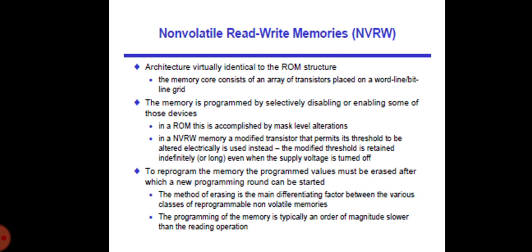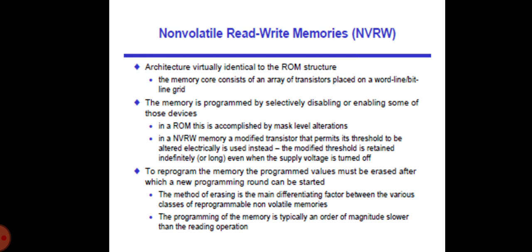In a non-volatile read-write memory, that is NVRW, a modified transistor that permits its threshold level to be altered electrically is used instead. The modified threshold is retained even when the supply voltage is turned off. To reprogram the memory, the program values must be erased, after which a new program can be written into it. The architecture of NVRW memories is virtually identical, and the method of erasing is the main differentiating factor between the various classes of reprogrammable non-volatile memories.